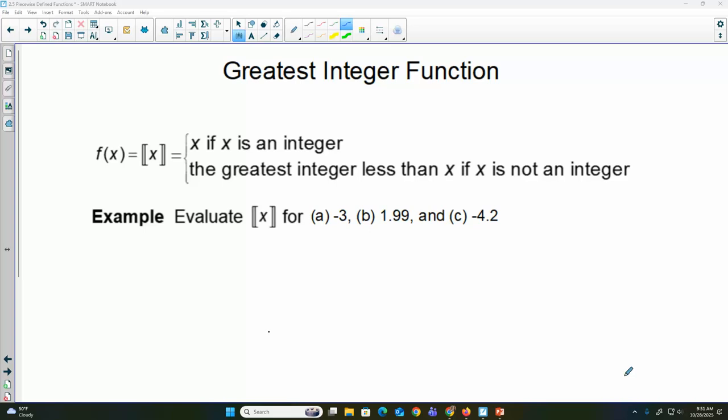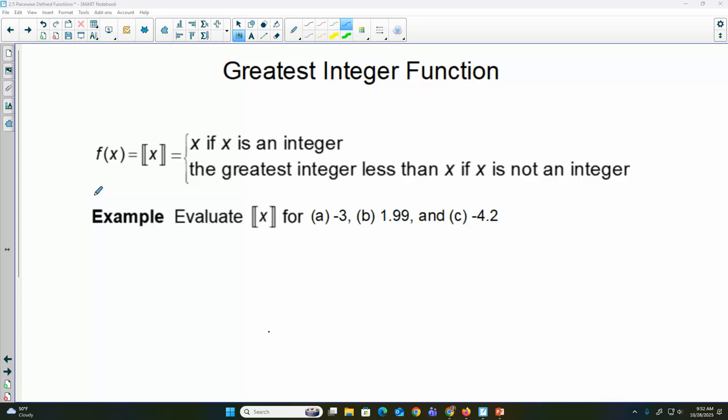Rules for each piece. Today, we are talking about what is called the greatest integer function. And I don't believe you have seen this one before. It's sometimes called the step function. So the notation has these double brackets on the side, and it gives you integer values only. So if you put in an integer, you get out an integer.